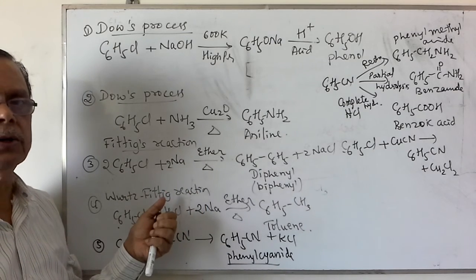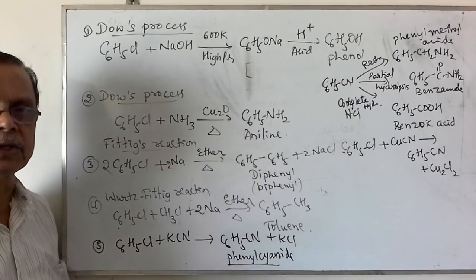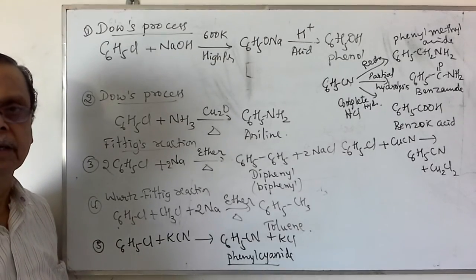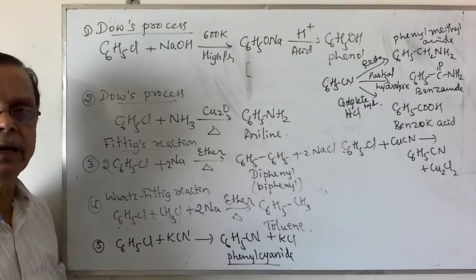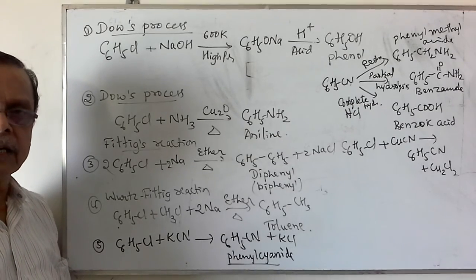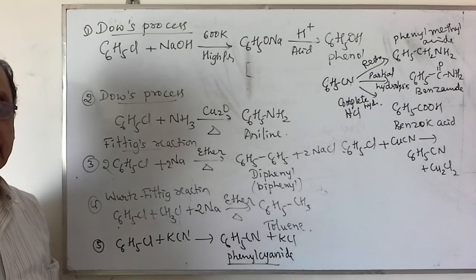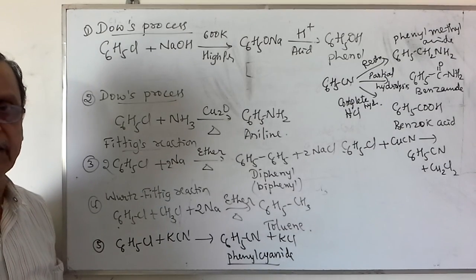In the next video we shall see some important halogen derivatives of the aliphatic and aromatic compounds. For example, we have chloroform and carbon tetrachloride, which are used in the industries as well as in the preparation of various other organic compounds.